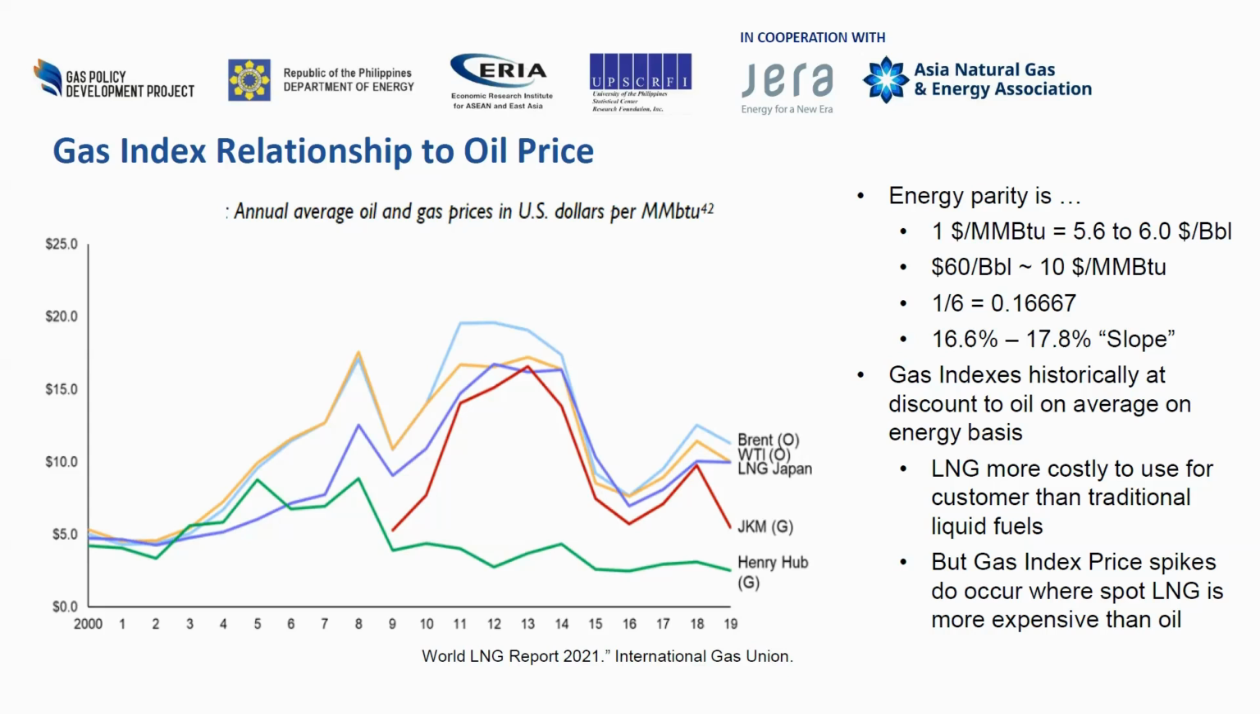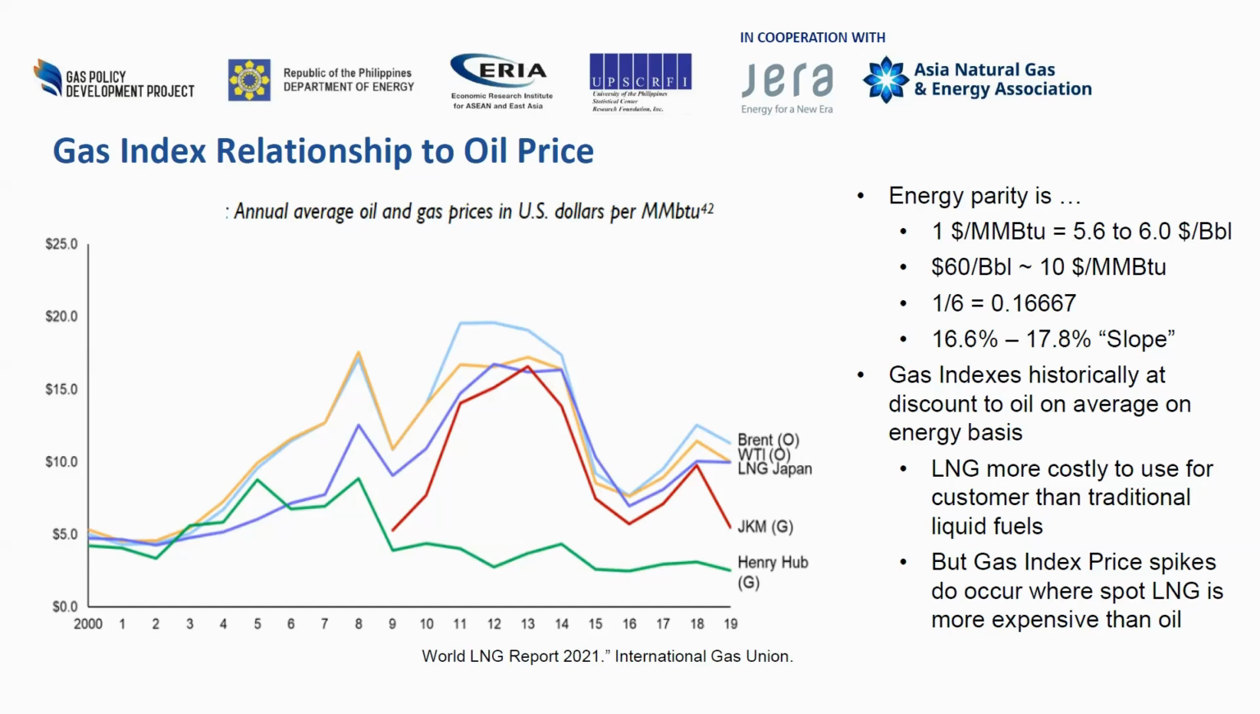So at $60 a barrel of oil, you divide by 6, you're at $10 per million British thermal units for the gas price. And that's then called the slope, 16 to 17.5. And the slope is just the percentage number you multiply the oil price by to get the gas price.